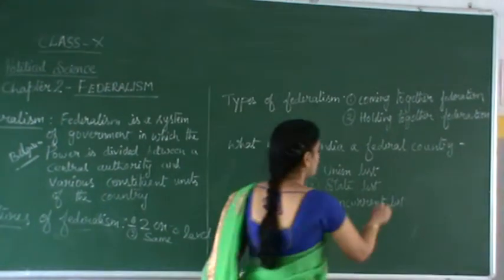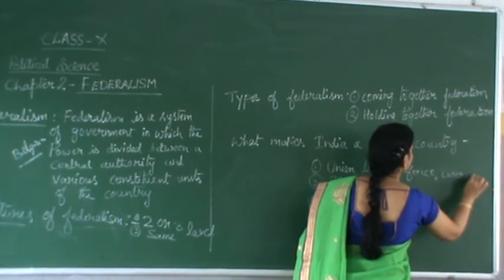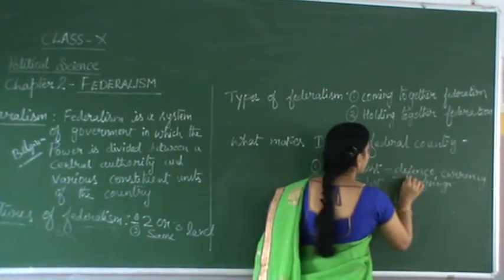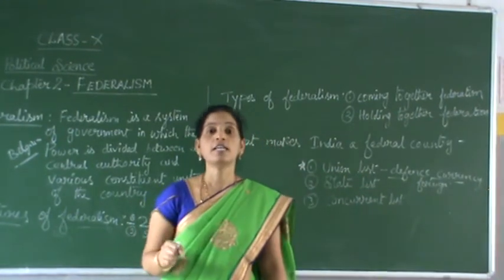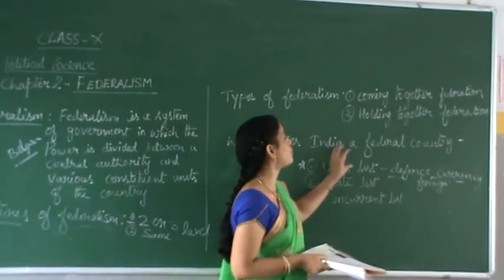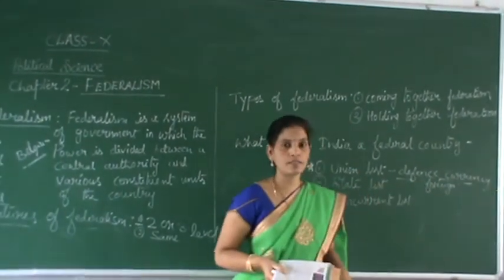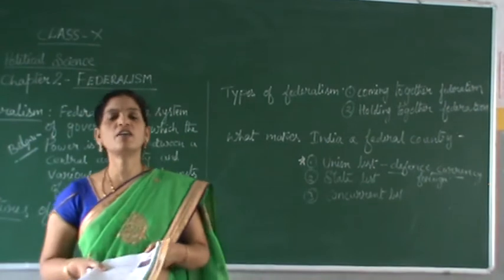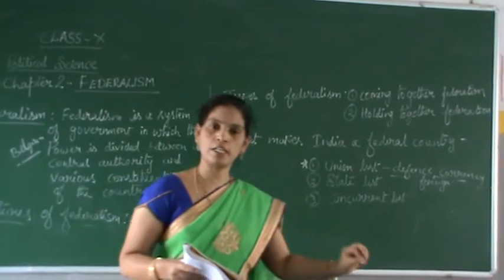Take the example: defense, currency, foreign affairs. All these subjects we have mentioned in union list. It means that in these sorts of subjects there should be uniformity throughout the country. Isn't it so? Every state cannot have their own currency. Every state cannot have their own defense forces. It is not possible. So we have clearly mentioned that these are the subjects which will be dealt by the union government. These are the subjects which will be dealt by the state government.